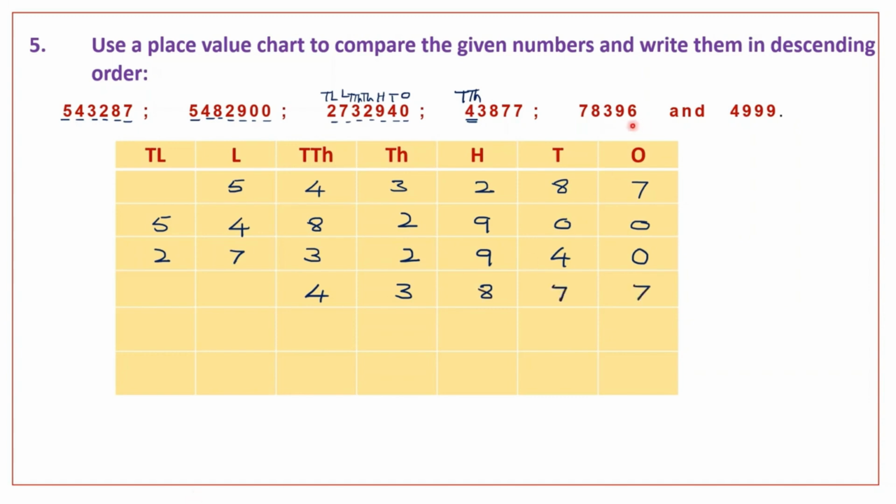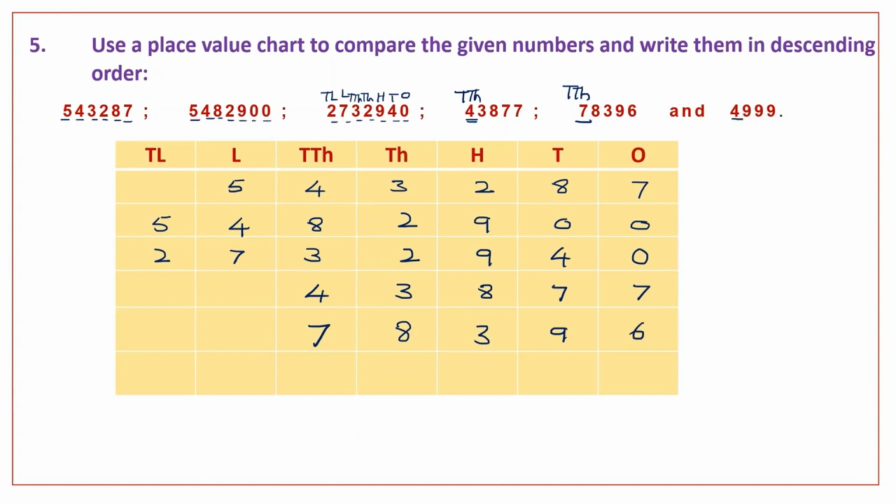Let's go to the next number. Ones, tens, hundreds, thousands, 10,000s. So this digit is in the 10,000s place. The 10,000s column is here. So we have to put 7 here. So let's put 7 and then all the other digits: 8, 3, 9, 6.